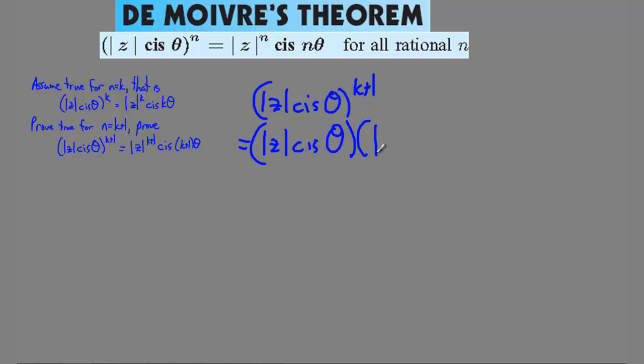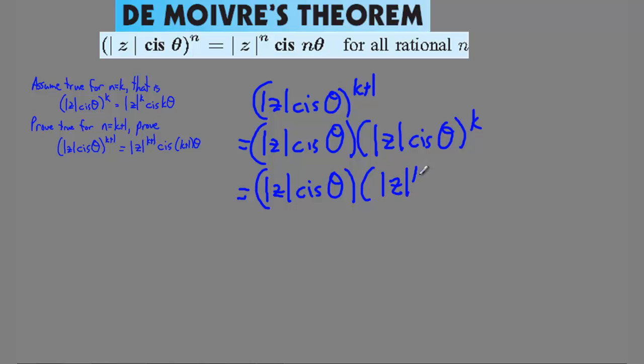And we can multiply that by the modulus of z cis theta all to the k. So now we have our assumption. We can then replace or substitute this part of the assumption with this part. So let's do that. So that leaves us with the modulus of z cis theta times the modulus of z to the k cis k theta.